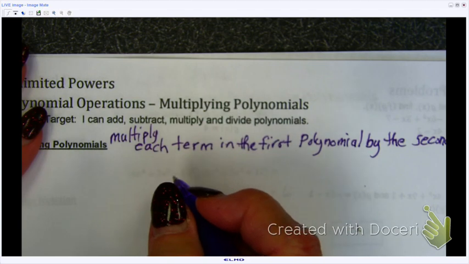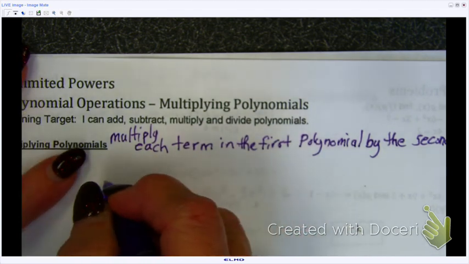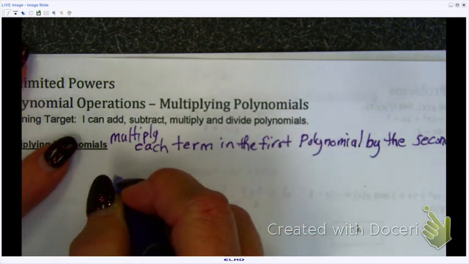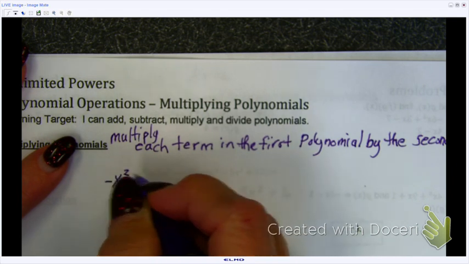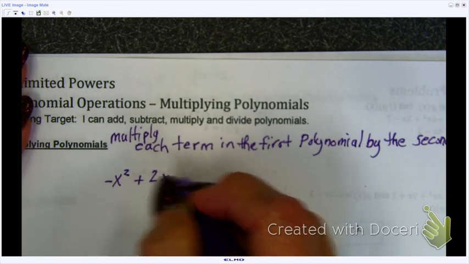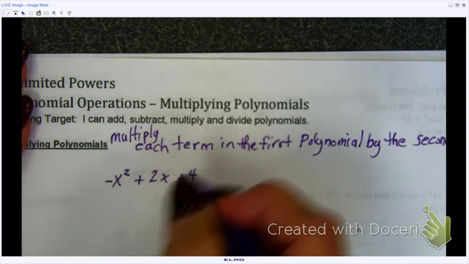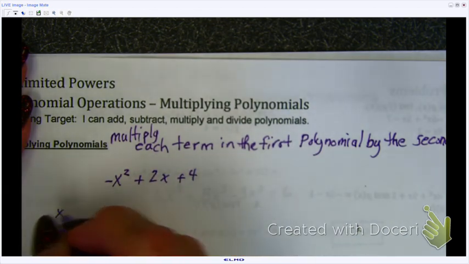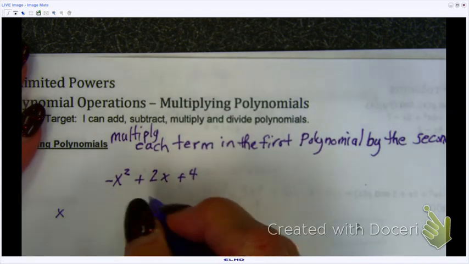So the two polynomials I'm going to multiply, -x squared plus 2x plus 4. And we're going to multiply by x minus 3.